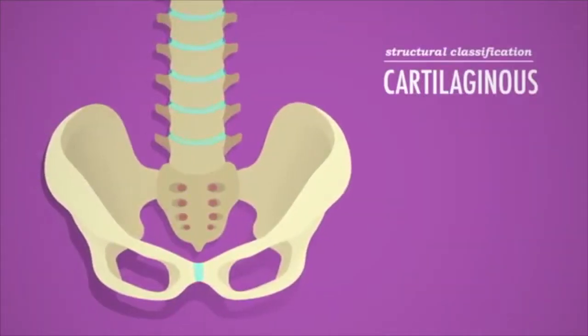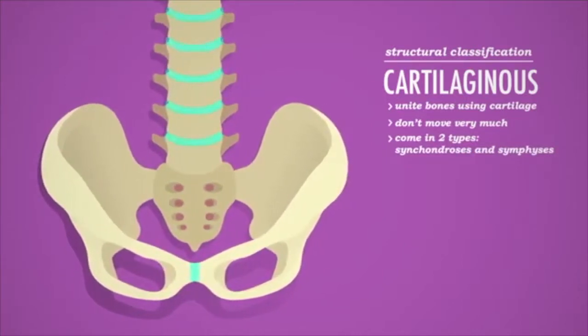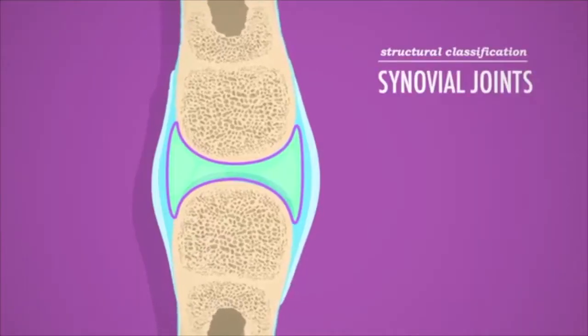As you might guess, your cartilaginous joints unite bones using cartilage and are similar to their fibrous brethren in that they don't move very much and they lack a joint cavity. But the family of joints that make all the sports and the entire art of breakdancing and yoga possible are the freely movable synovial joints. Most joints in your body fall into this category.